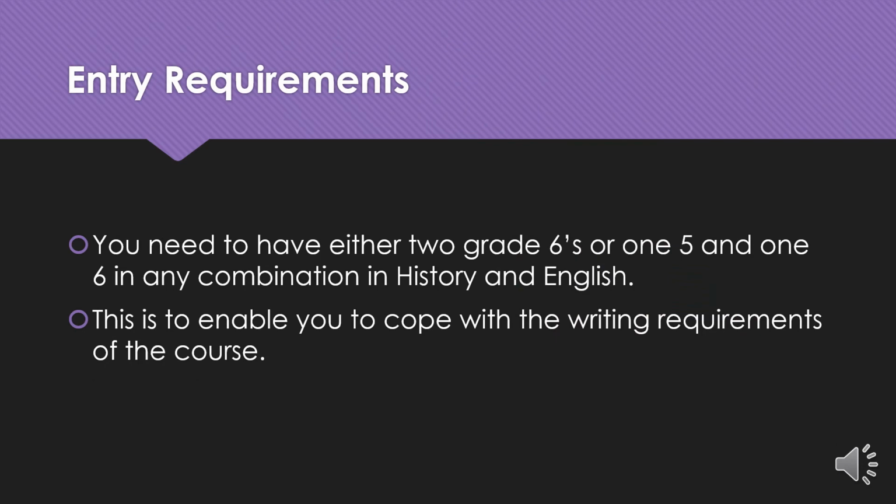So, hopefully at this part you're thinking, yes, I do want to do history at Hatton. Well, these are the entry requirements you will need. You need to have either 2 grade 6s or 1 5 and 1 6 in any combination of history and English. This really is to enable you to cope with the writing requirements of the course. It is a step up from GCSE, and you need to be confident, and we need to be confident that you can cope with the level of writing.